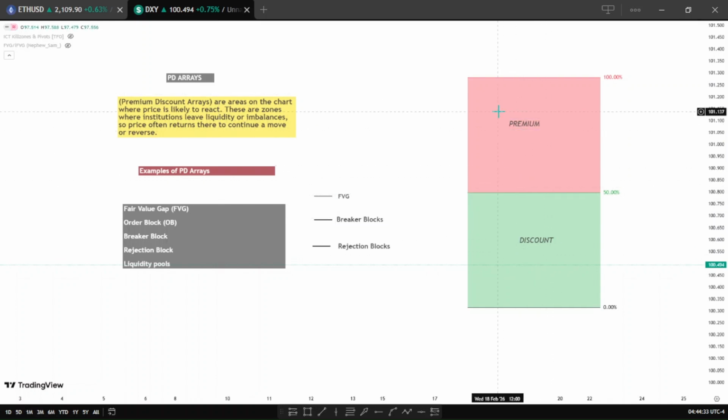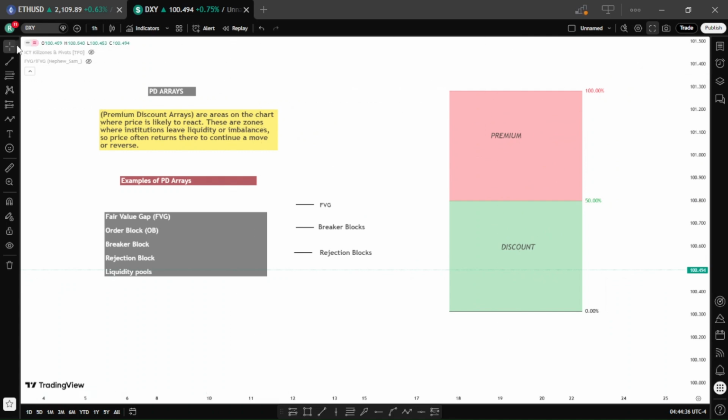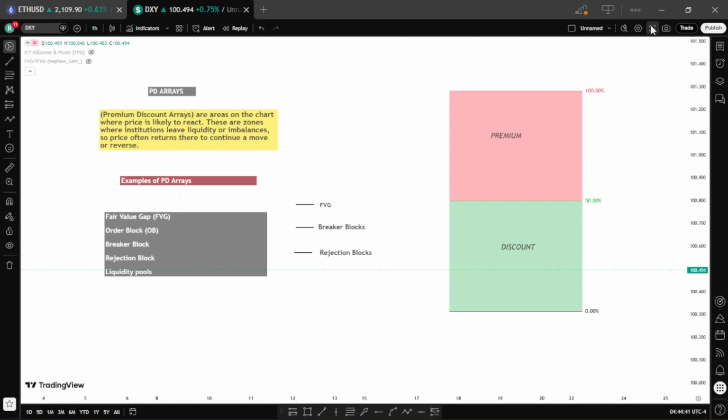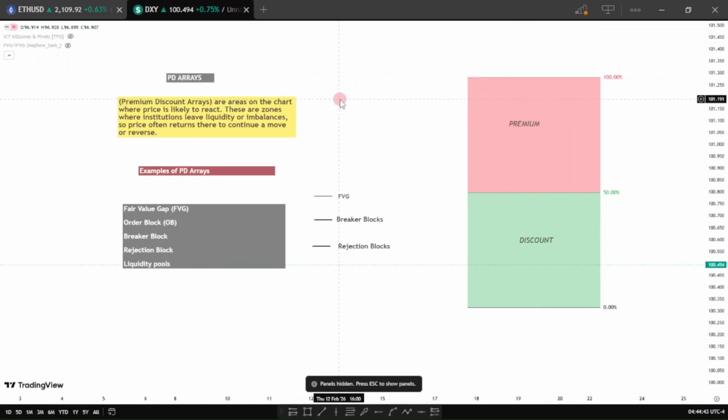Let me use this so that you guys can see what I'm doing here. These are zones where institutions leave liquidity or imbalances, so price often returns to these zones to continue a move or reverse. So they are institutional switchovers, like institutional rejection zones or continuation zones. Think about it like that, as simple as that.